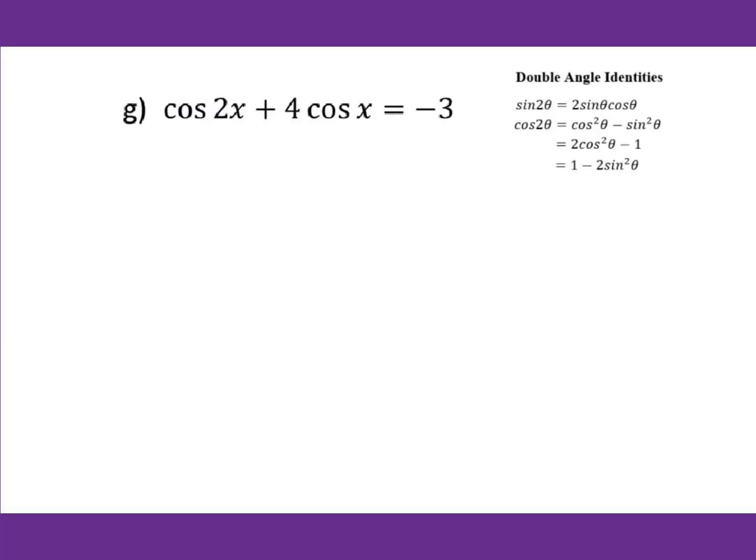Now let's go to J. First of all, you have to make sure when you solve a trig equation, we have the same angle.